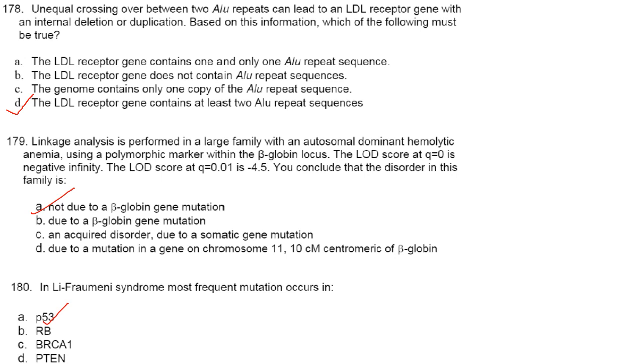Then next one, linkage analysis is performed in a large family with an autosomal dominant hemolytic anemia using a polymorphic marker with the beta globin locus. The LOD score at theta equal to 0 is negative infinity. LOD score at theta equal to 0.01 is minus 4.5. You conclude that the disorder in this family is.